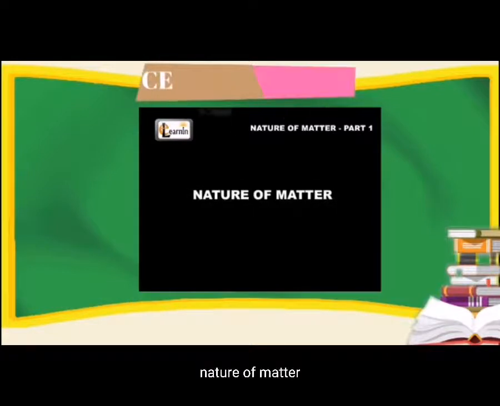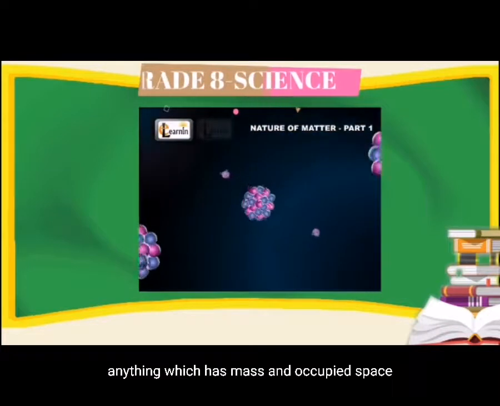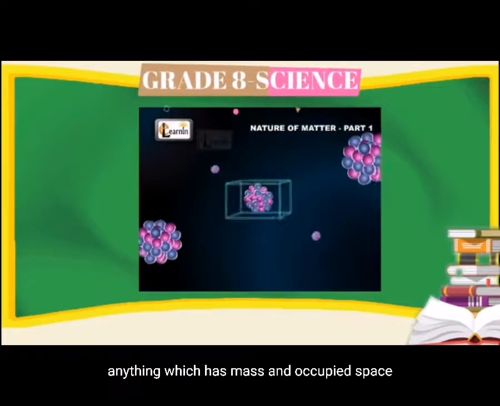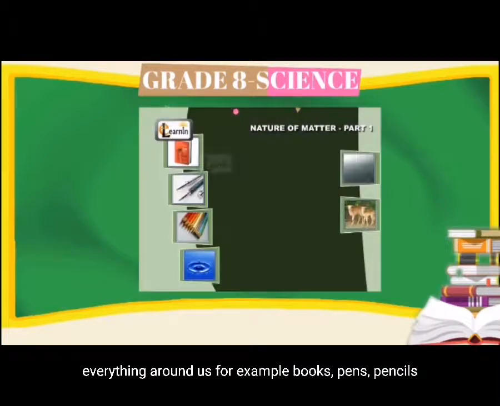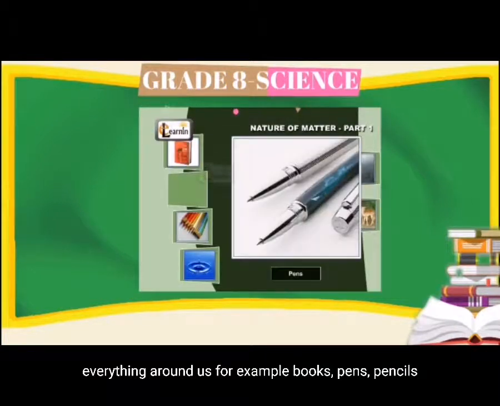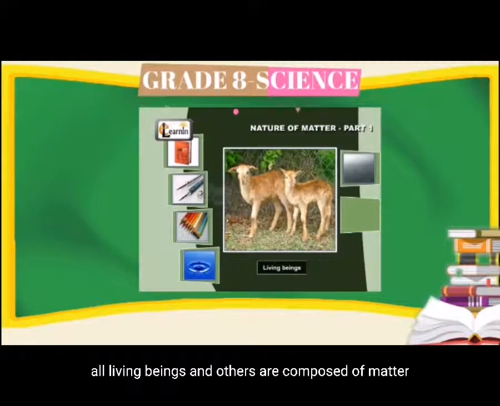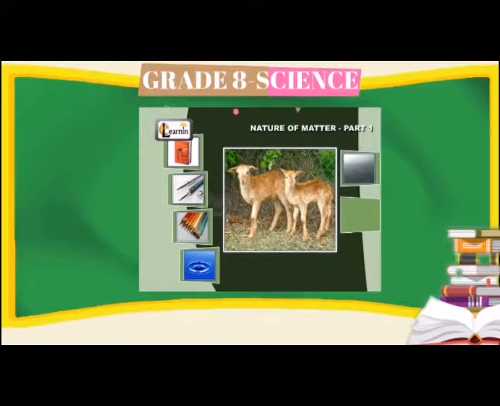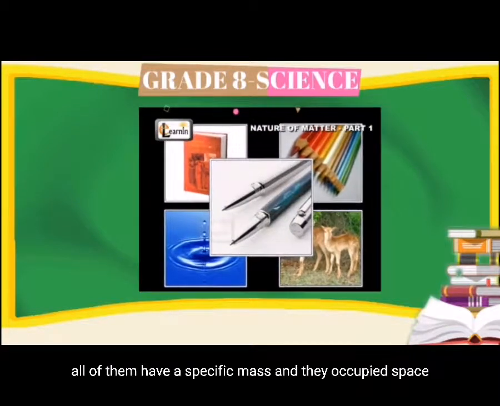Nature of matter. This lesson talks about the nature of matter. Anything which has mass and occupies space is known as matter. Everything around us, for example books, pens, pencils, water, air, all living beings, and others are composed of matter. All of them have a specific mass and they occupy space.